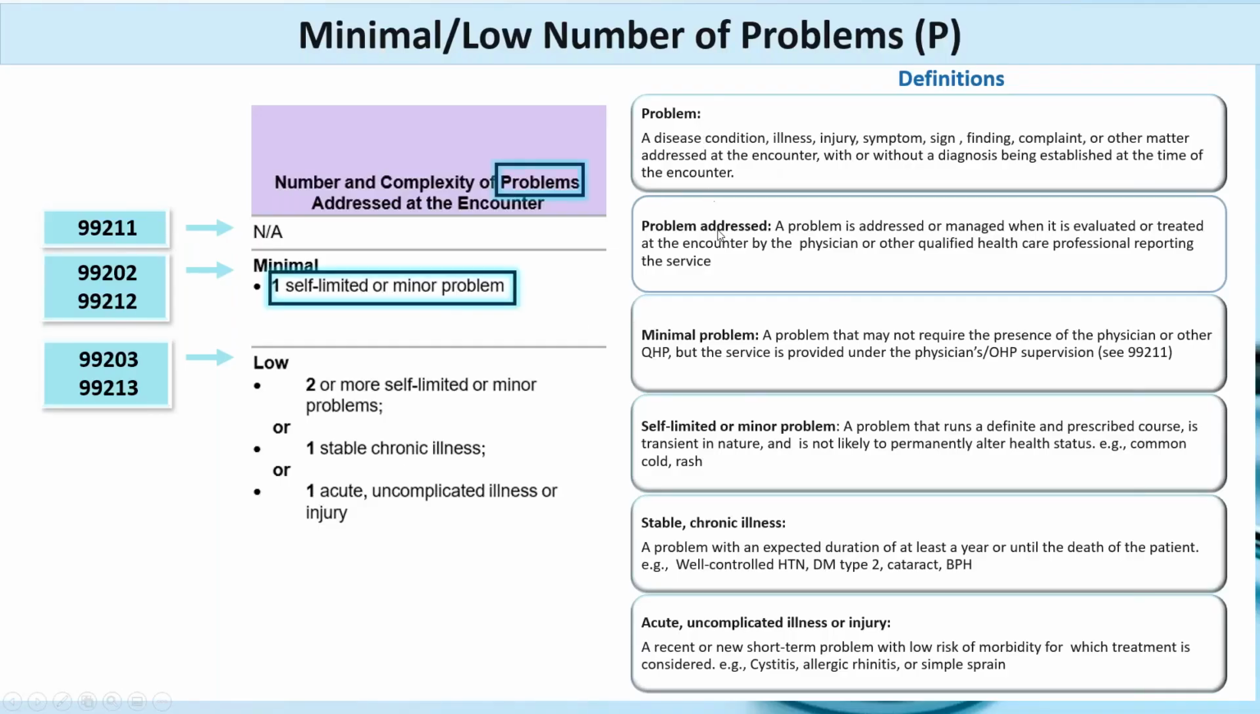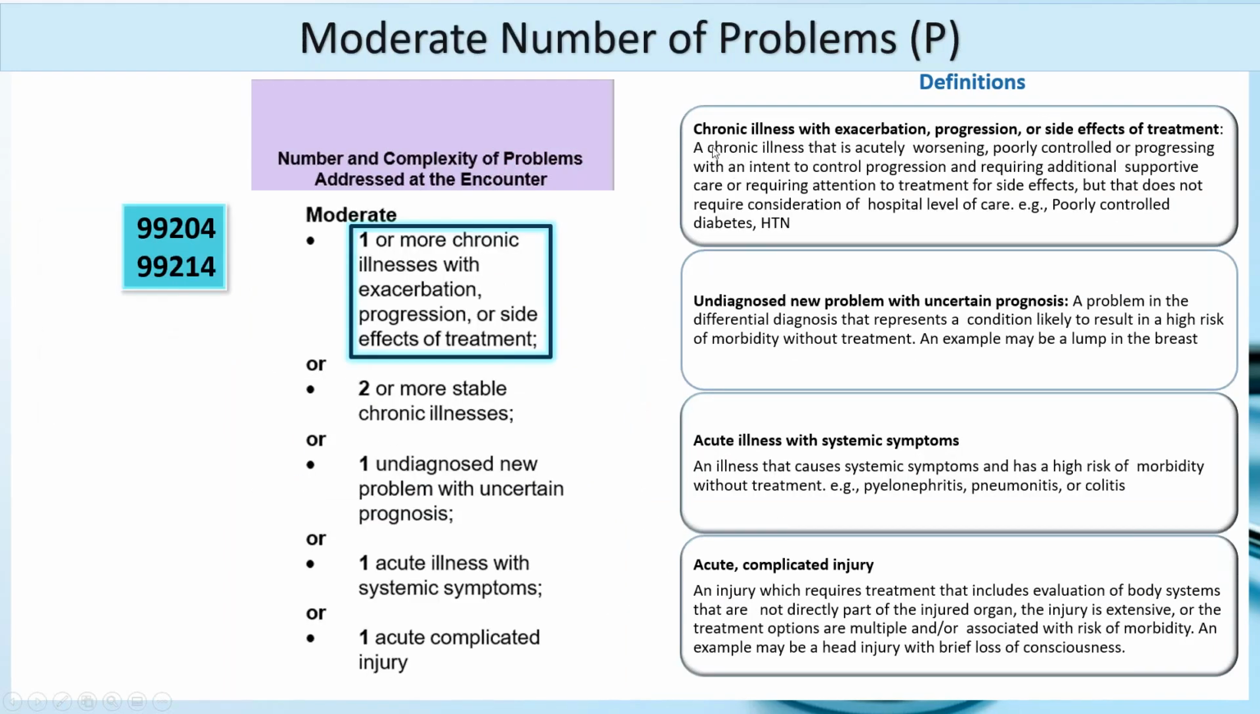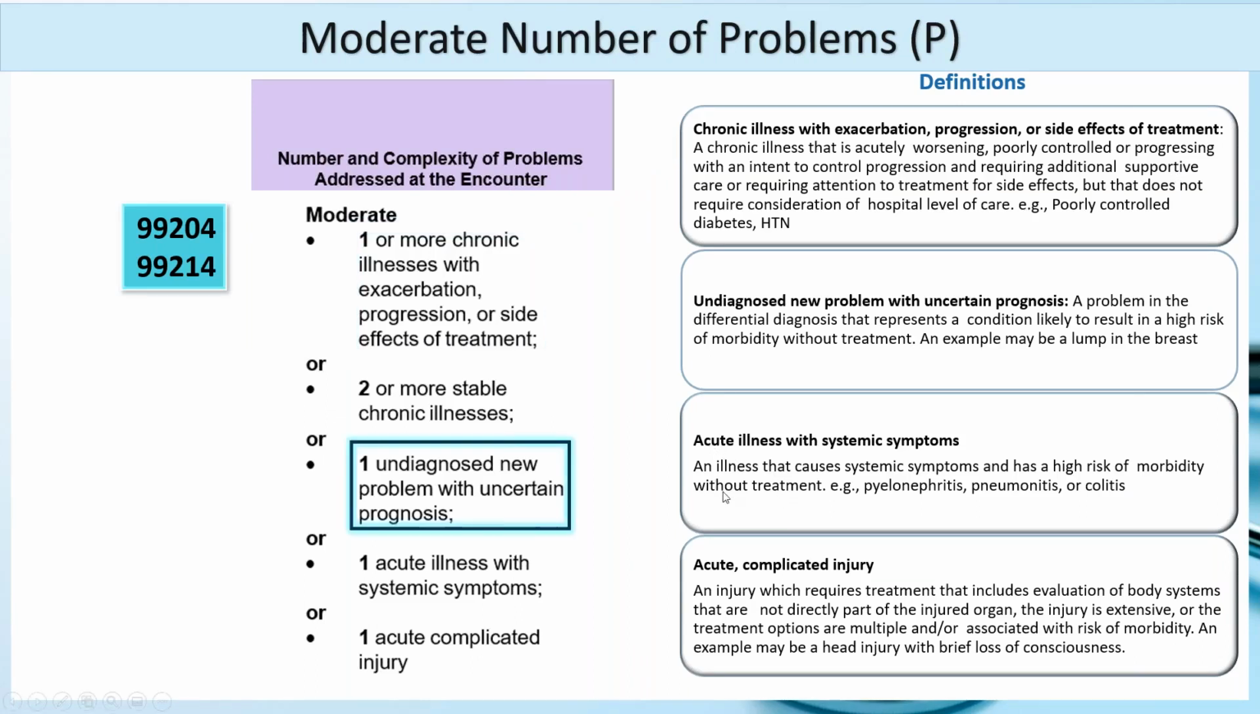They define problem, problem addressed, minimal problem, self-limited or minor problem. What is a stable chronic illness? What is acute uncomplicated illness or injury? Chronic illness with exacerbation, progression, or side effects of treatment. Undiagnosed new problem with uncertain prognosis. What is that? What is an acute illness with systemic symptoms? What is an acute complicated injury?